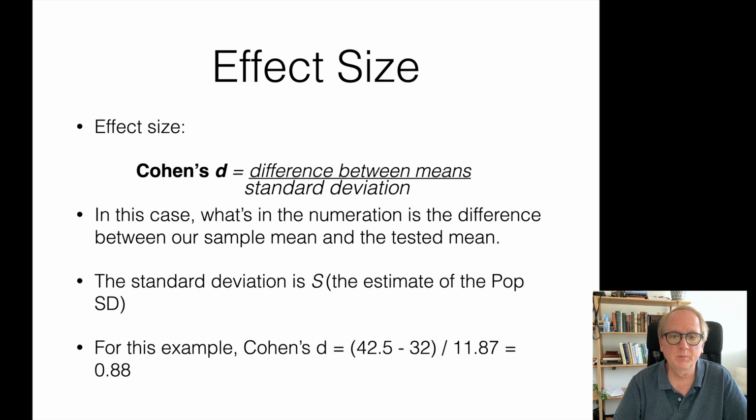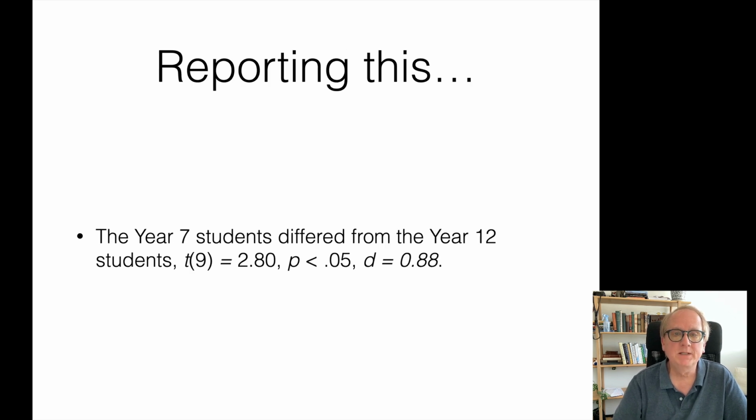So my Cohen's d is 0.88, and I therefore could amend the way I report this to fully report it as: the year 7 students differed from the year 12 students, t(9) = 2.8, p < 0.05, d = 0.88, with an italicized d to show that I'm talking about a Cohen's d, which is a fairly large effect size. And just to tell you the truth, in order to have these small samples give us significant results, we usually construct fictional examples to have large effect sizes, so that's why it's such a big effect size here, 0.88.